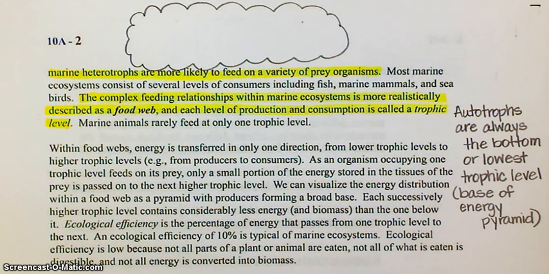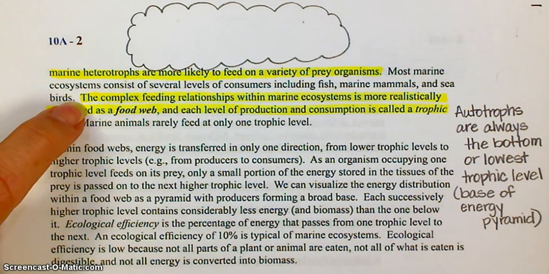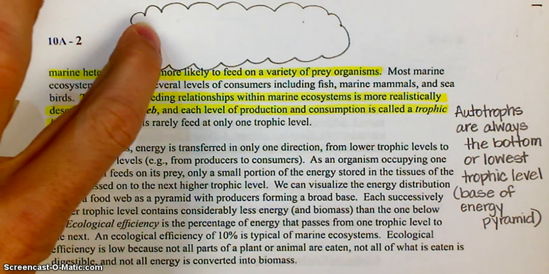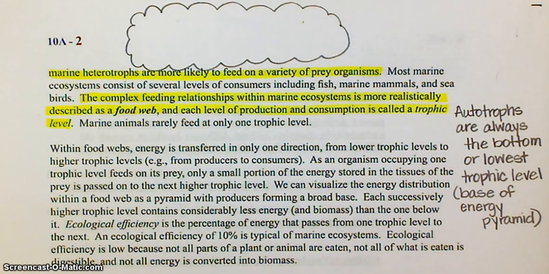All right, so I have added this set of highlighting that the complex feeding relationships within marine ecosystems are more realistically described as a food web, and each level of production and consumption is called a trophic level. Okay, I also added this note out to the side. Autotrophs are always the bottom or lowest trophic level. They form the base of the energy pyramid. Okay, and remember there was a place up there I asked you to put that autotrophs equal producers.